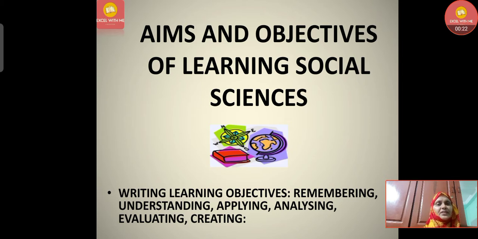In the previous class we learnt about the revised Bloom's taxonomy given by Anderson and Krathwohl, in which we learned how to write the learning objectives according to cognitive process. Under that we have seen the 6 tiers, which we are going to discuss today.